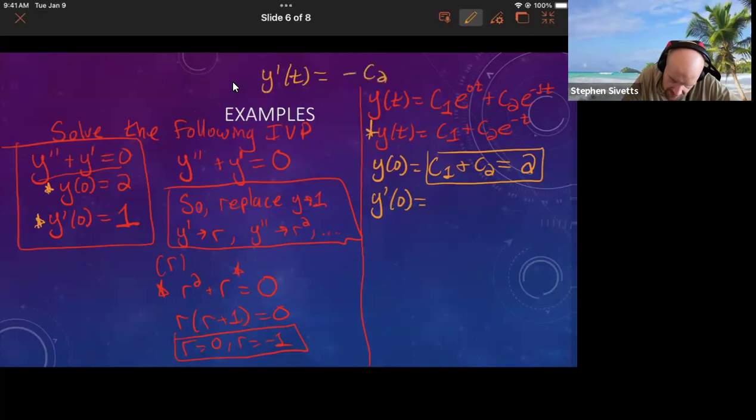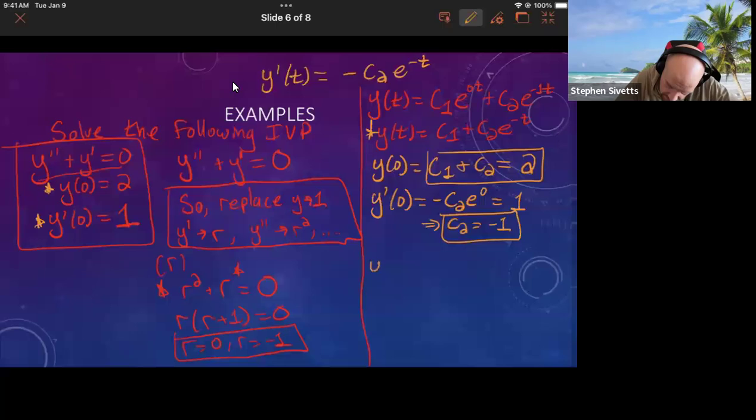So we'll have minus c2 e to the -t. So minus c2 e to the 0, which is 1, right? And that would equal 1. So that means c2 equals -1, right? So therefore, the particular solution... if c2 is -1, c1 is 3.